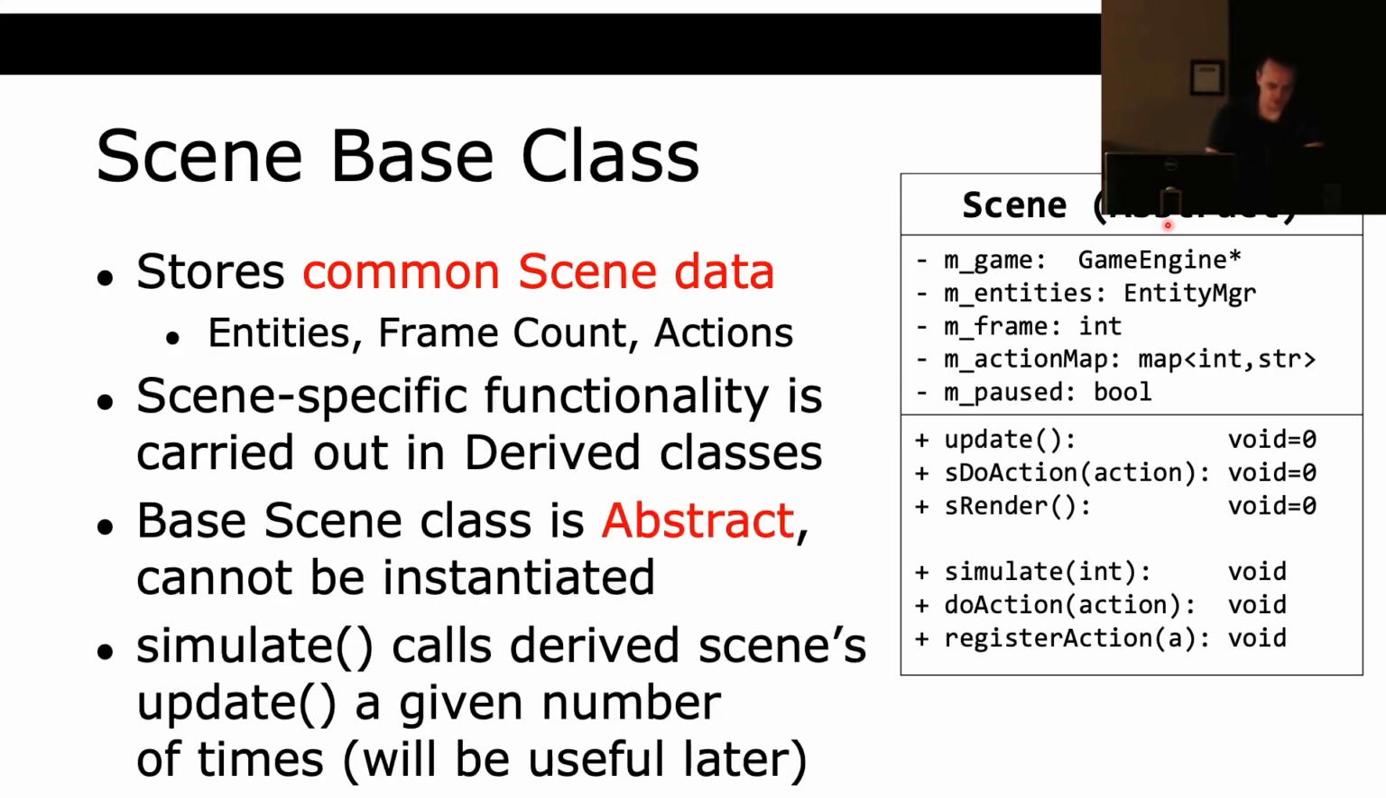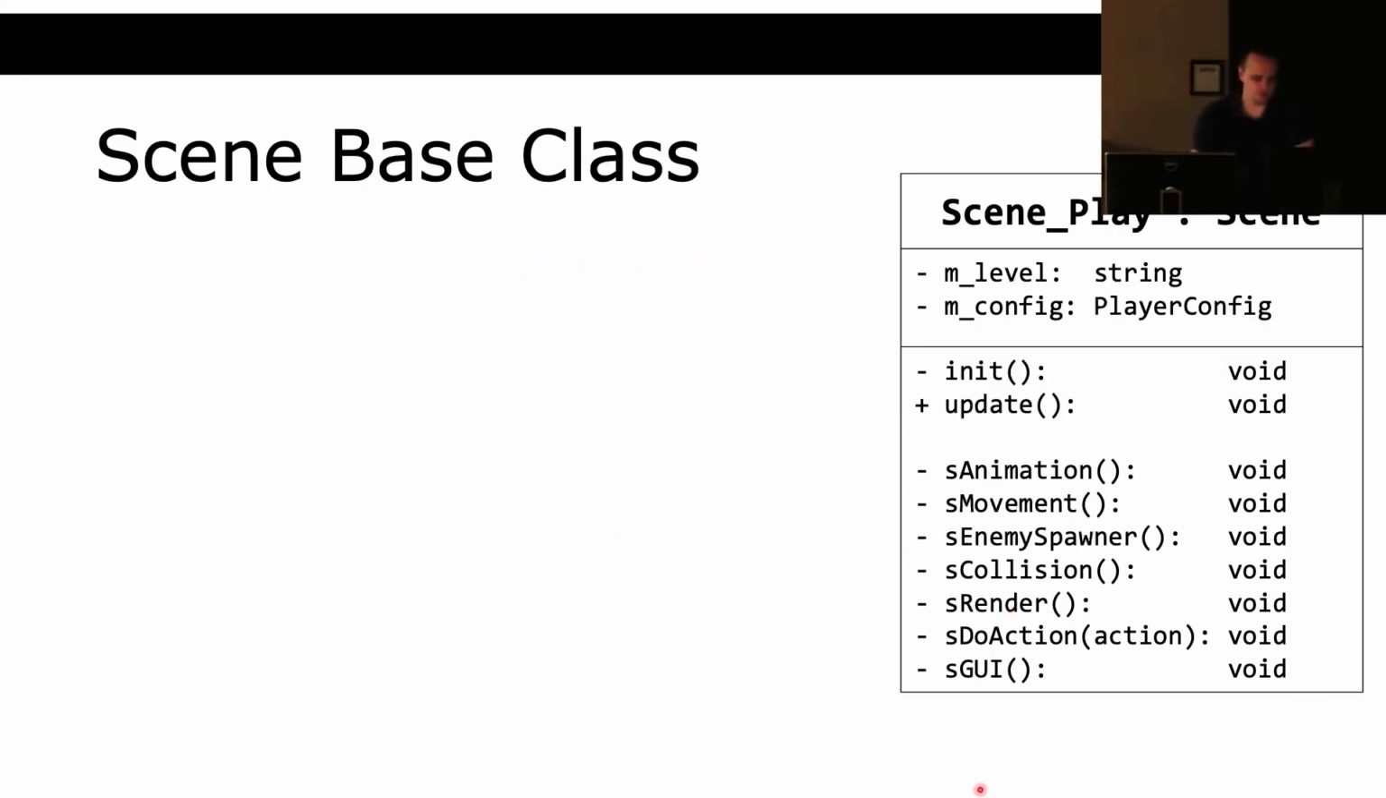And this simulate function is going to call the update function. So the update function of a scene is going to do all of its logic, one loop, and this simulate function is just something that takes in a parameter and allows us to do that many iterations of the thing. We'll see why that's important a bit later in the class, but it just allows us to say, hey, for every rendering step, do 4 update steps of the logic, or something like that.